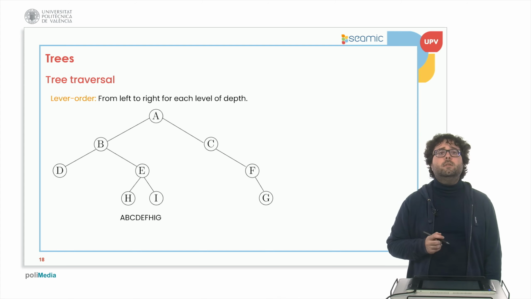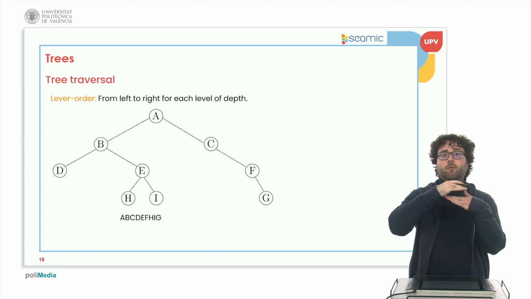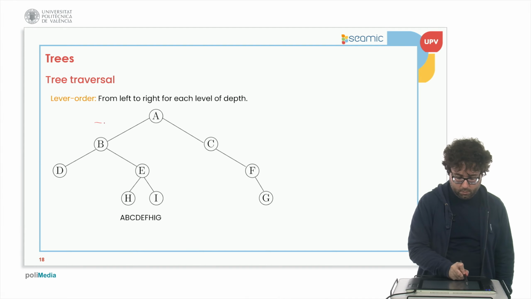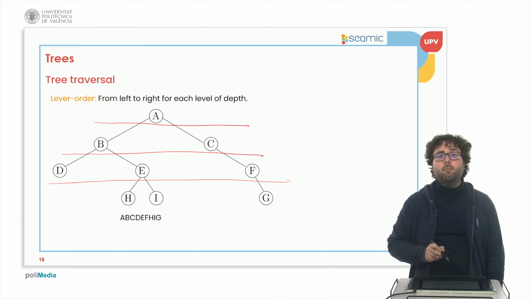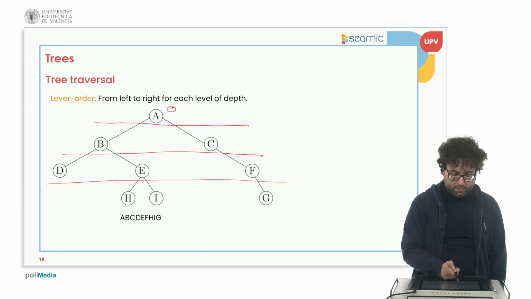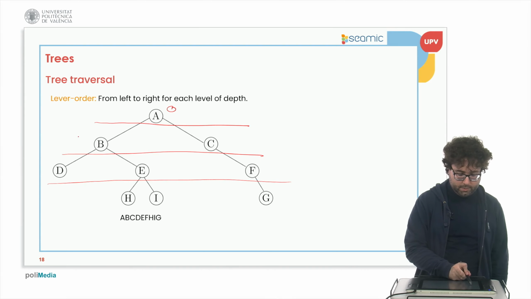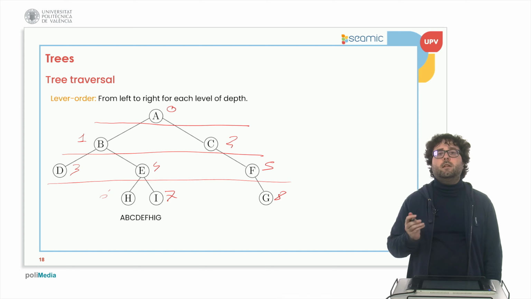The next algorithm is the level order, which basically we're going to respect the depth of the tree and going there from left to right. That means we are going to make a division on the tree by levels and go from left to right. In this case, this would be the first to visit, until we have visited everyone.